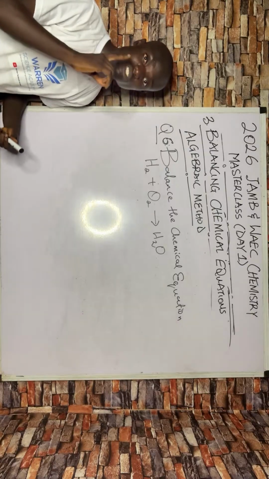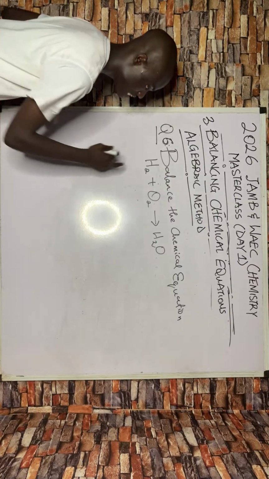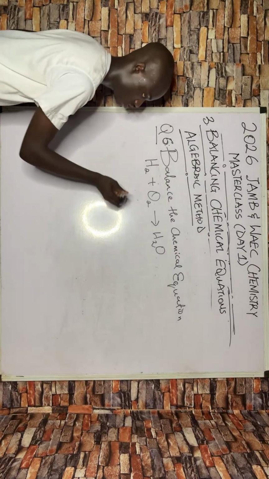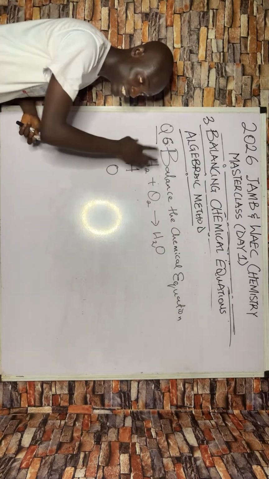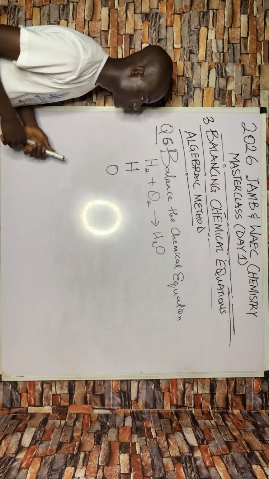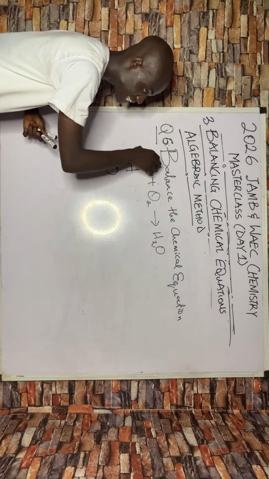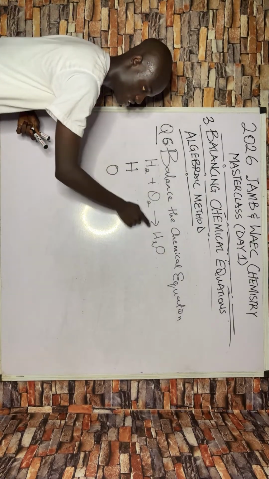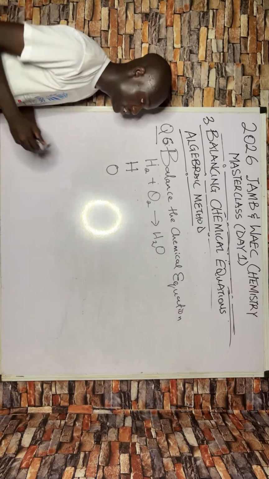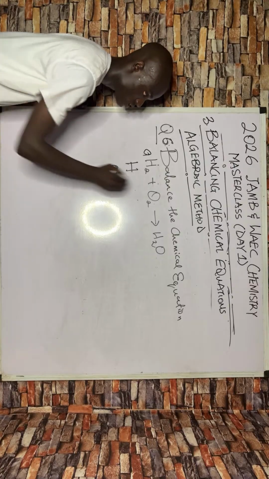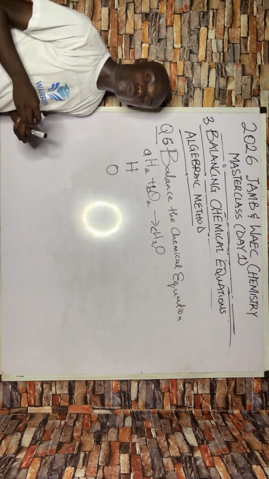Now, the first thing, step number 1, you will identify the elements present. What are the elements present? We have hydrogen and then oxygen. So you write them out, hydrogen and then oxygen. When we have done that, we are going to ask ourselves, what are the various substances? We have hydrogen here, oxygen, and then water. And you are going to give them alphabets. That is why it is called the algebraic method. So this is going to be A, this is going to be B, and the last one is going to be C.